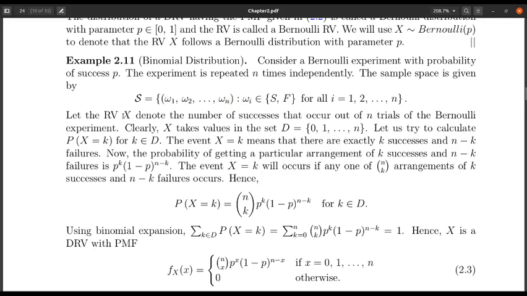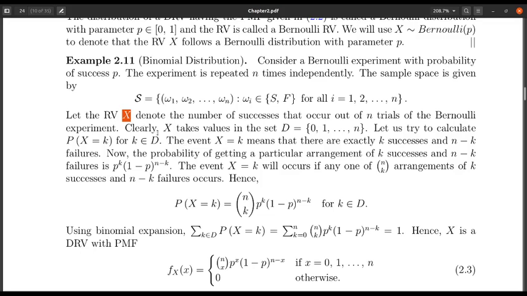Now, if I take a random variable x, which is nothing but the number of successes out of n Bernoulli trials, then we can see that this random variable x is a discrete random variable. It is intuitively very clear, because x is going to take the values 0, 1, 2, 3, 4 up to n. It will take discrete values, so it is a discrete random variable; mathematically we are going to prove this also.